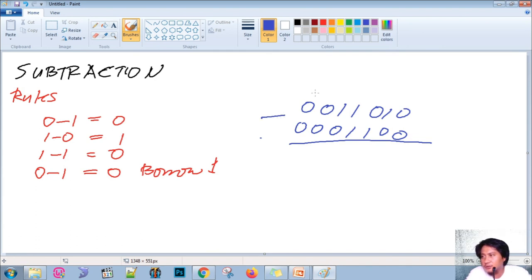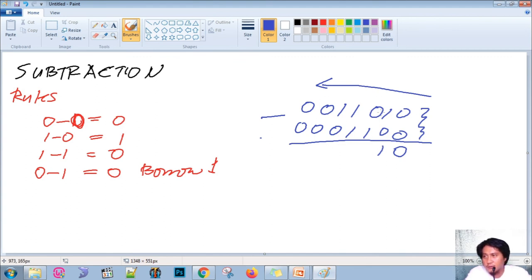So this is subtraction. Just like the addition, we have to start from this side going to the left side, and then a basic rule of subtraction. So 0 minus 0 equals 0, so this one is 0. 1 minus 0 is equal to 1.